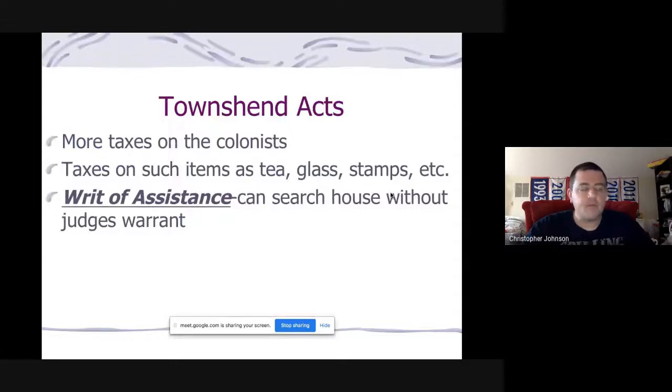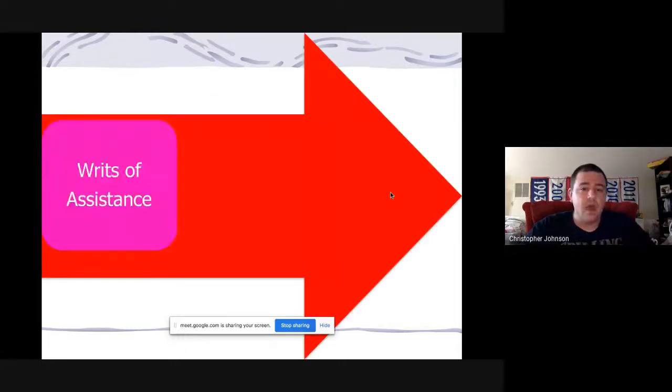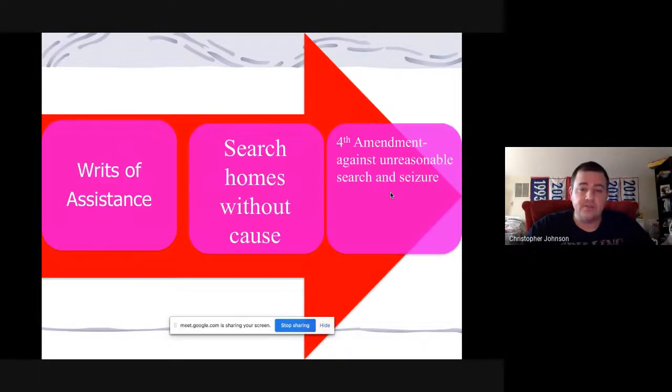One of the things that we did do, as colonists, was decide to stop paying these taxes, and so we stopped buying things. And Parliament overturned the Stamp Act and put in the harsher Townshend Acts, which now means you can search your house without a warrant. That is later going to lead into the Fourth Amendment.